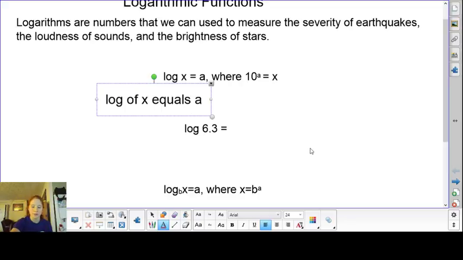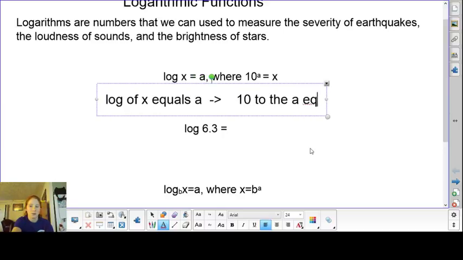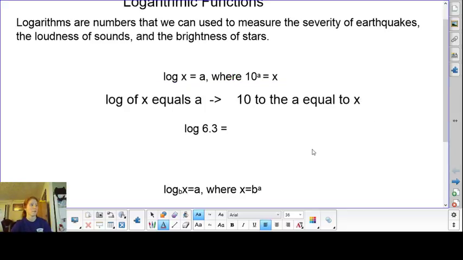And that is equivalent, which means it goes both ways, to 10 to the A is equal to x. So the logarithm of any number is essentially 10 to that value. So, in my calculator, I'm going to go ahead and find the log of 6.3. Log is a button that is right next to the number 7. So you just hit that log button, 6.3.